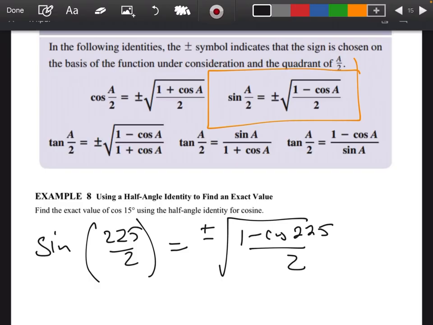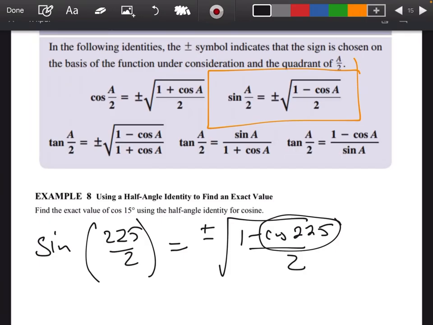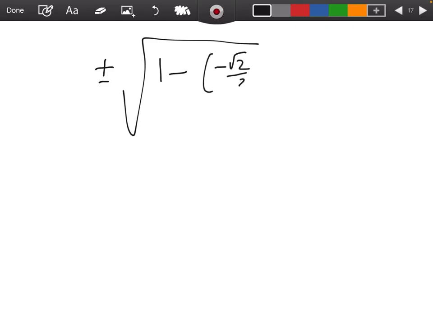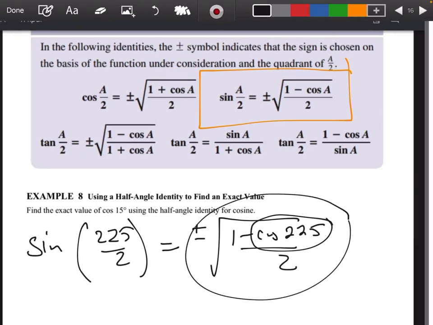So y'all, first thing I want to know is, what is the cosine of 225 degrees? So y'all, I'm going to come right over here. Here's my 225. Cosine is negative square root of 2 over 2. So y'all, what I'm going to do now is write plus or minus big old square root of 1 minus the negative square root of 2 over 2, all over 2, right? Because that is what my formula tells me, okay?